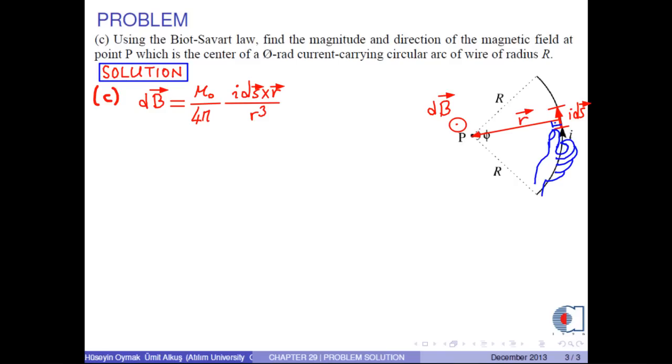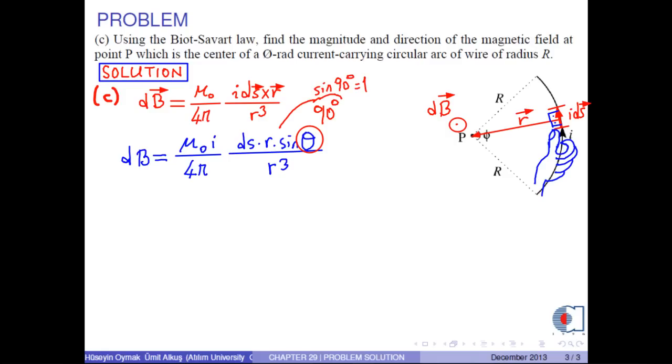The cross product ds cross r is ds times r times sine theta. So, the magnitude of the magnetic field is mu0 times I over 4 pi times ds times r times sine theta over r cubed, where theta is the angle between vectors ds and r, which is 90 degrees, which leads to sine 90 degrees as 1. After that, we have mu0 times I over 4 pi times ds over r squared. r is the radius capital R of the circular arc.